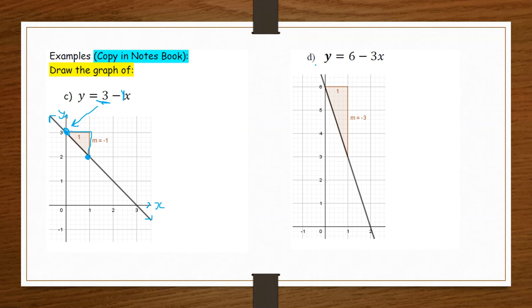For part D, y equals 6 minus 3x. The 6 tells us this is a point. Minus 3x means we go across 1 and down 3.